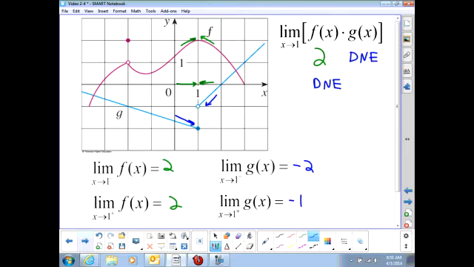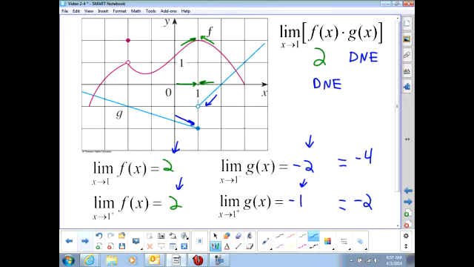To see if it does exist, you look at your left-hand and right-hand limits individually. So look at our two left-hand limits. We have 2 and we have -2. Well, together, 2 times -2 gives us -4. So you can think of it as your overall left-hand limit for the function is -4. The right-hand limits overall, we have 2 and we have -1. So your overall right-hand limit is -2.